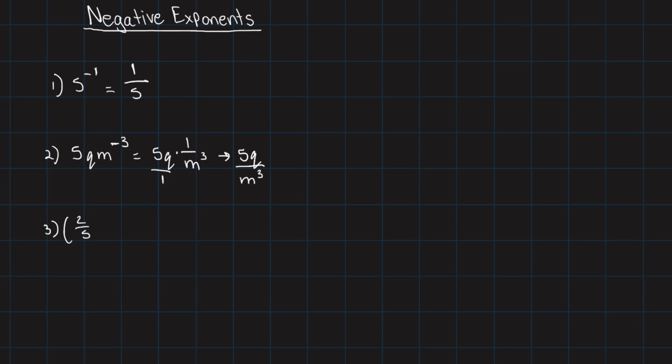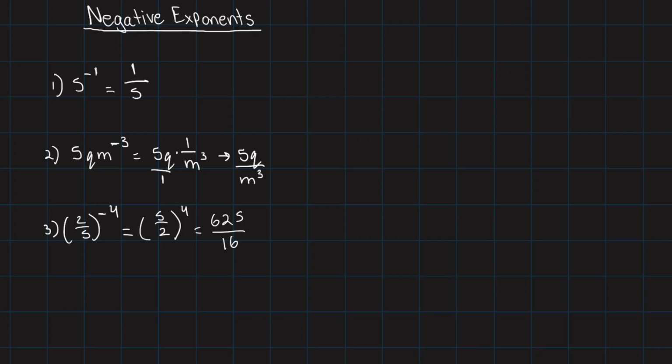2 over 5 to the power of negative 4, and we want to write this in the form of a positive exponent. This just becomes 5 over 2 to the power of 4. And that will, if we simplify it, give us 625 over 16.